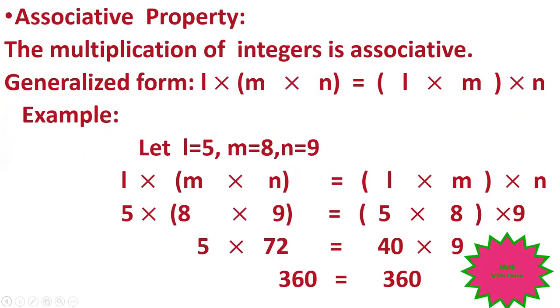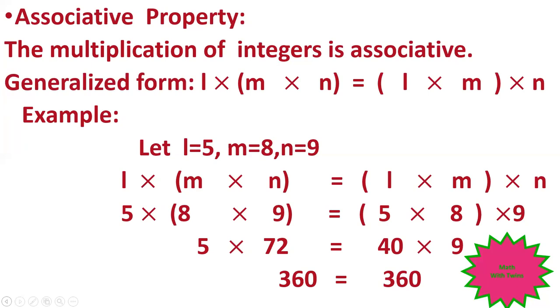Associative property of integers over multiplication. The multiplication of integers is associative. We know that associative property is the change of brackets portion. Thus, its generalized form is L into (m into n) equals (L into m) into n. Note the brackets portion here.